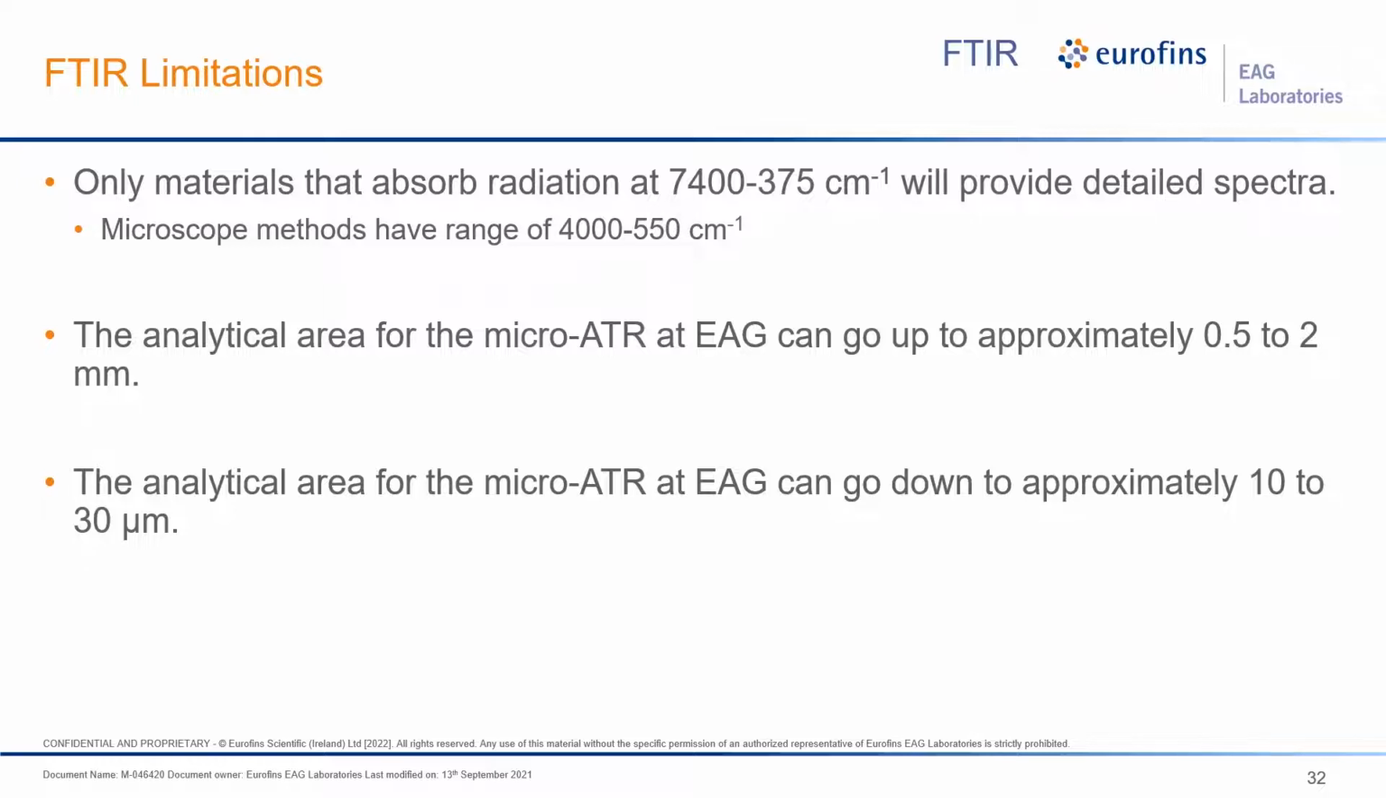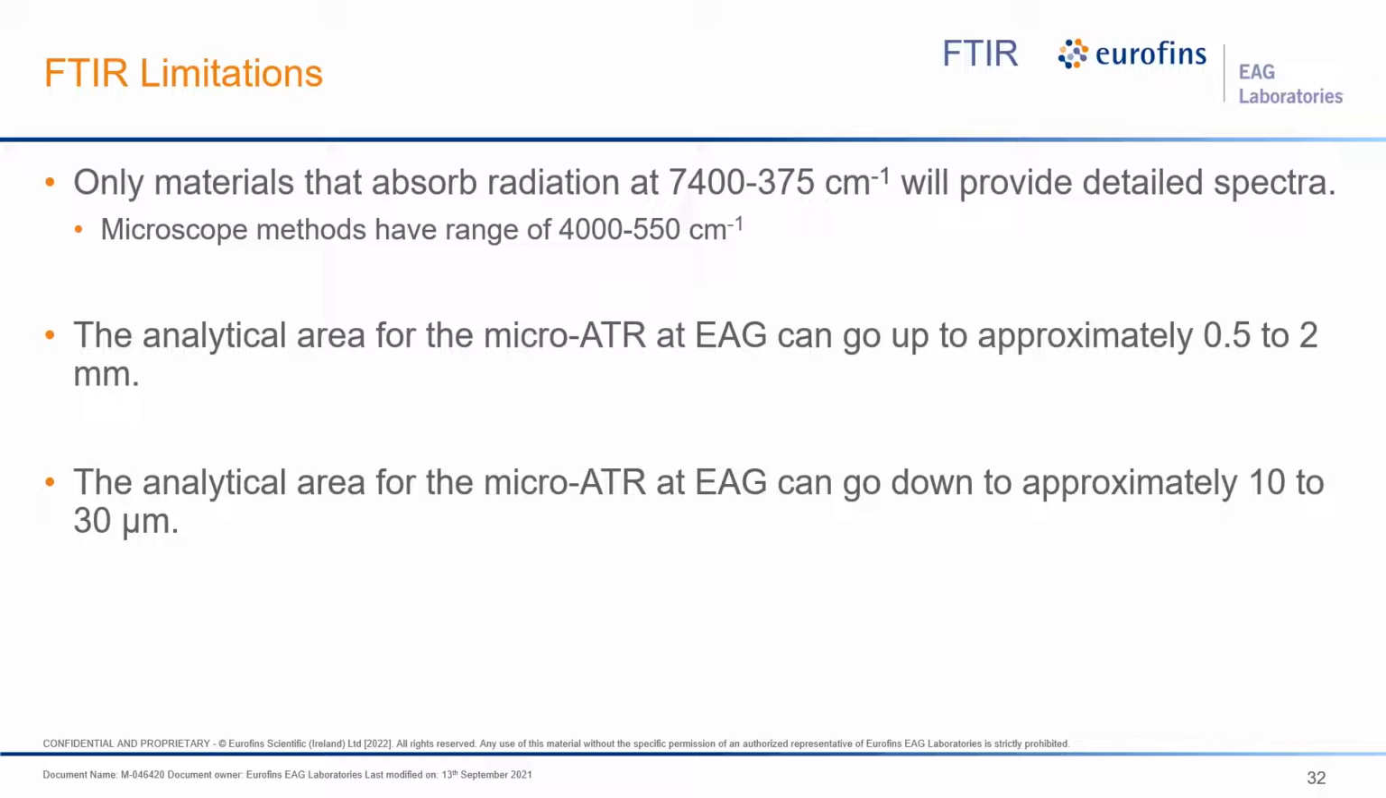The analytical area of a micro FTIR at EAG can go from 0.5 millimeter to about a couple millimeters, somewhere there. It's a limit of the microscope. You can't push it to be bigger. But if we do a bench ATR without the microscope, we can push it to like 4 or 5 millimeters, a larger area.